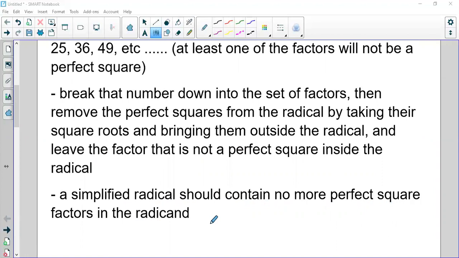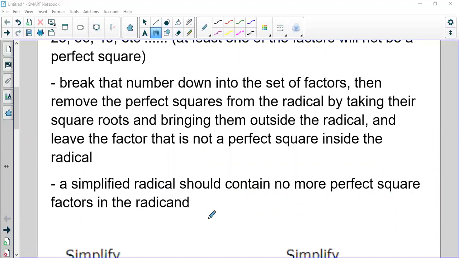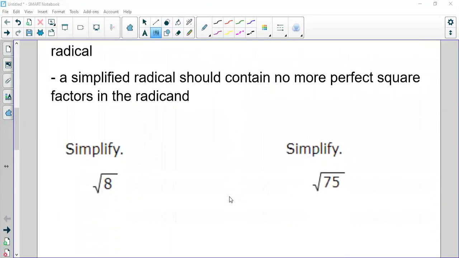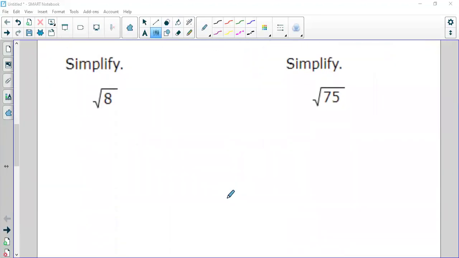It'd be like if you had a fraction that was 10/20ths, and you divided by 2 and made it 5/10ths. Well, that's not fully simplified. It's only partially simplified. So we want to fully simplify this. Let's take a look and see how it works. I got 6 examples for you.